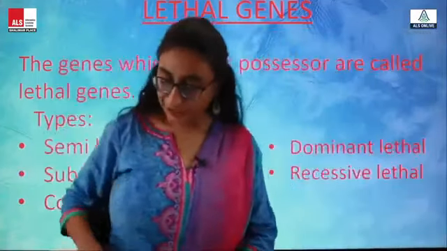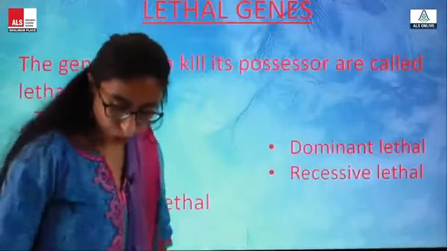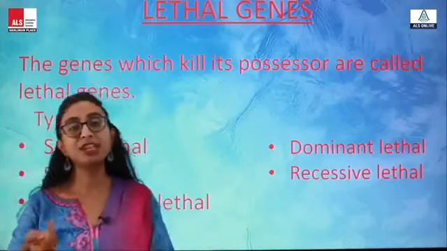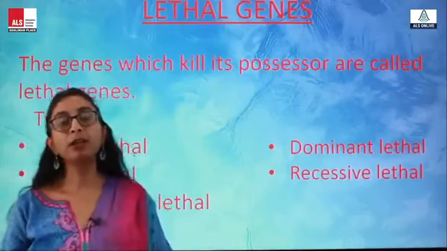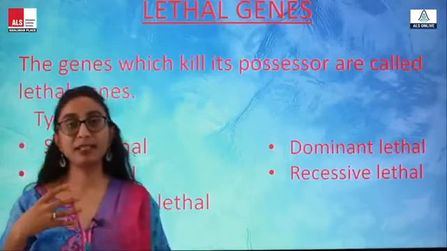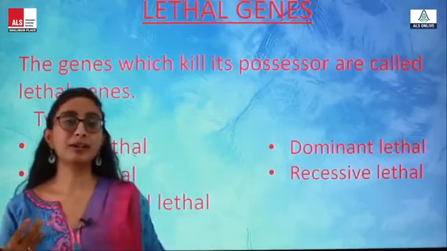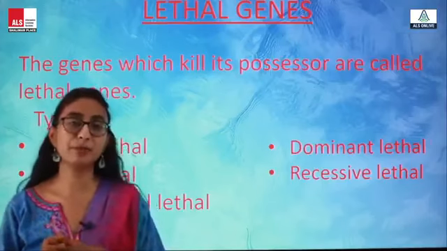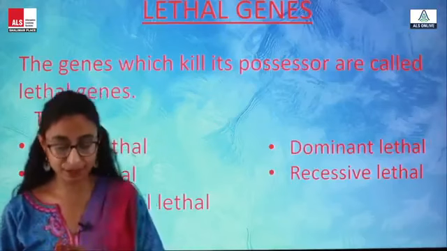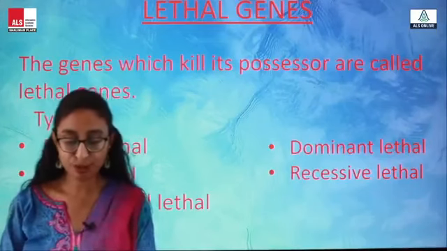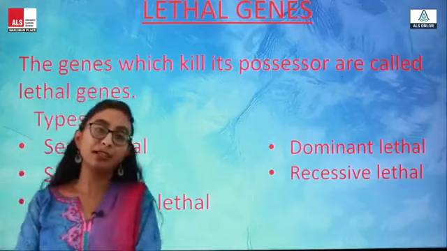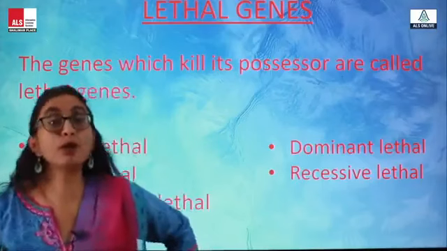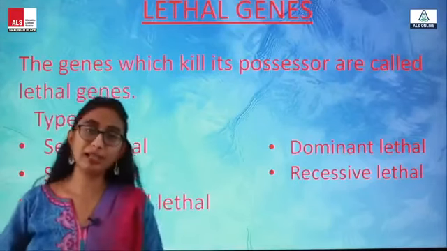The genes which kill its possessor after attainment of adolescent age are called semi-lethal. Though these genes are present, they will not be lethal until the adolescent age. So it expresses itself after the adolescent age and is capable of killing the person. When you grow up into an adult, these genes will express and can kill you. Such genes are called semi-lethal genes.